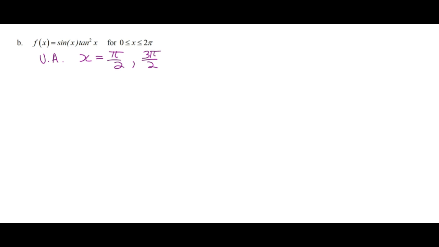So what do we got to look at? We're going to look at 4 things, right? So pi over 2 from below, pi over 2 from above, 3 pi over 2 from below, 3 pi over 2 from above.